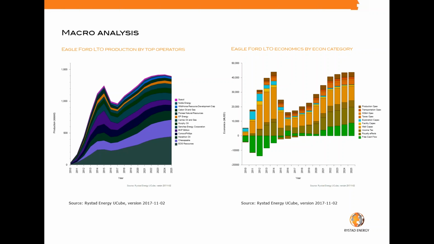In the economics example on the right, I've queried a more extensive economics outlook for these operators in Eagle Ford. This gives you not only the overview for capital spending, but also an overview of the various operating cost components: your transport costs, SG&A costs, production costs, and so on, as well as your government take in the form of royalties, which we can see makes up a pretty big share, but also other taxes, with income tax coming in after 2020, after a lot of deferrals in earlier development years. And finally, we have free cash flow in green at the bottom.